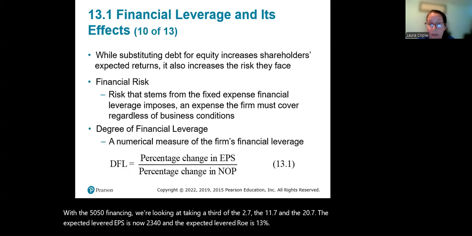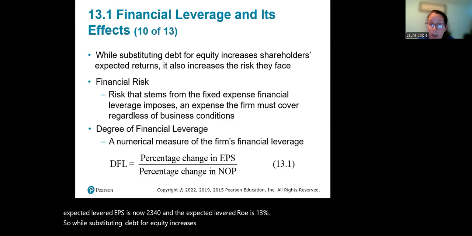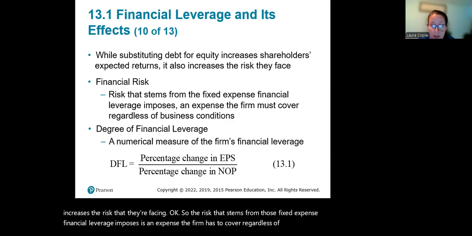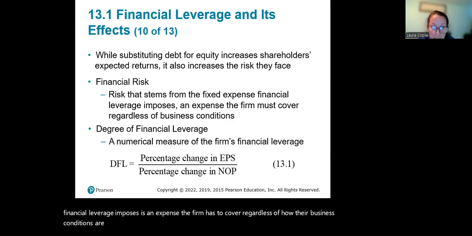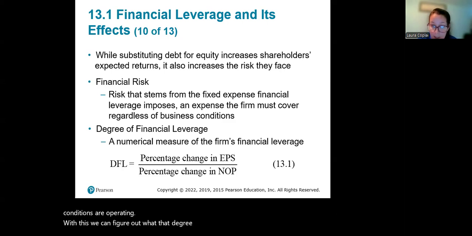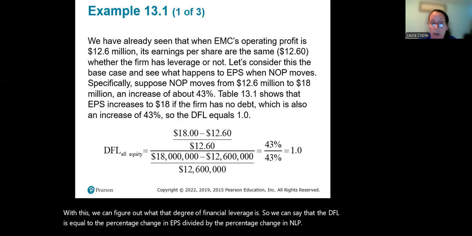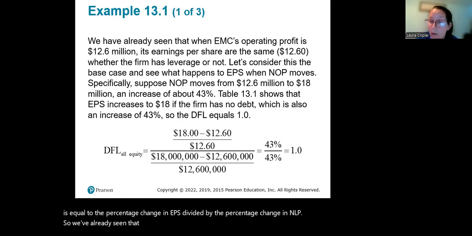So while substituting debt for equity increases the shareholders' expected returns, it also increases the risk that they're facing, okay? So the risk stems from the fixed expense that financial leverage imposes, an expense the firm has to cover regardless of how their business conditions are operating. With this, we can figure out what that degree of financial leverage is. So we can say that the DFL is equal to the percentage change in EPS divided by the percentage change in NOP.